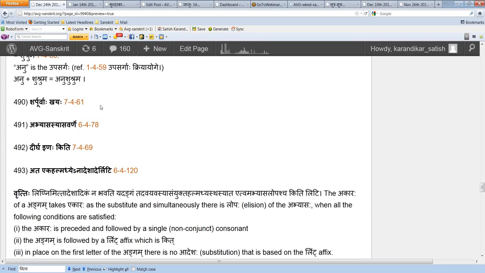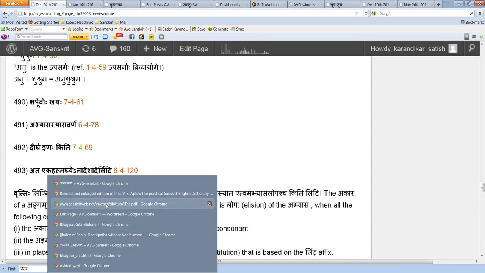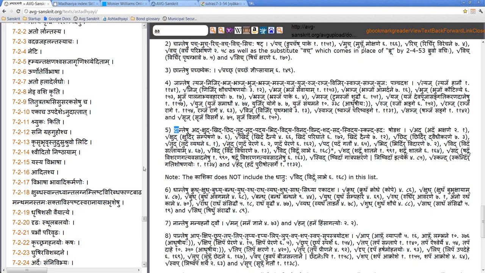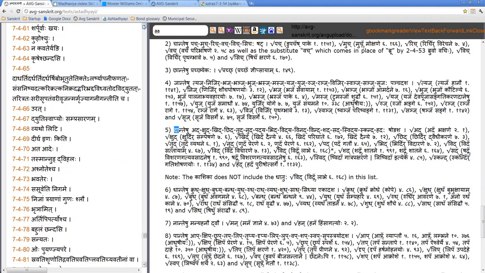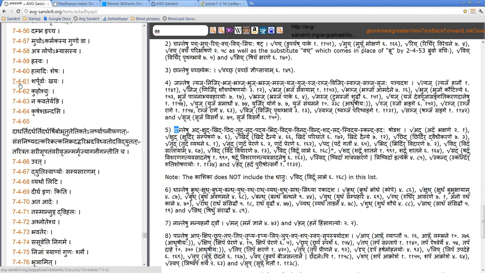7-4-61. What is 7-4-60? Haladishesha. Abhyasasya: a consonant, hal, can stay only if it's the first member. So this sutra, sharpurvah khayaha, let's look at it. This is an apavada for haladishesha. By this time, I hope you're getting more and more confidence in looking up these rules, not feeling so scared to open the Ashtadhyayi and look at the vritti. That's the purpose of this class. In the class, we cannot do every sutra, but we give you enough confidence to explore on your own. Sharpurvah khayaha is an apavada for haladishesha.